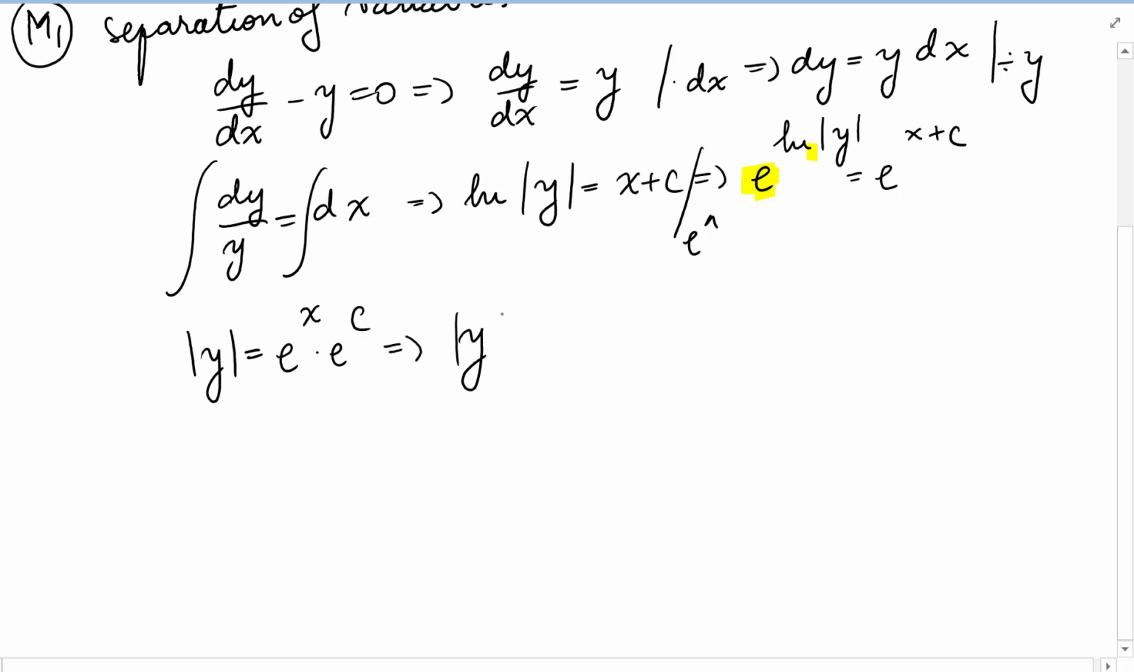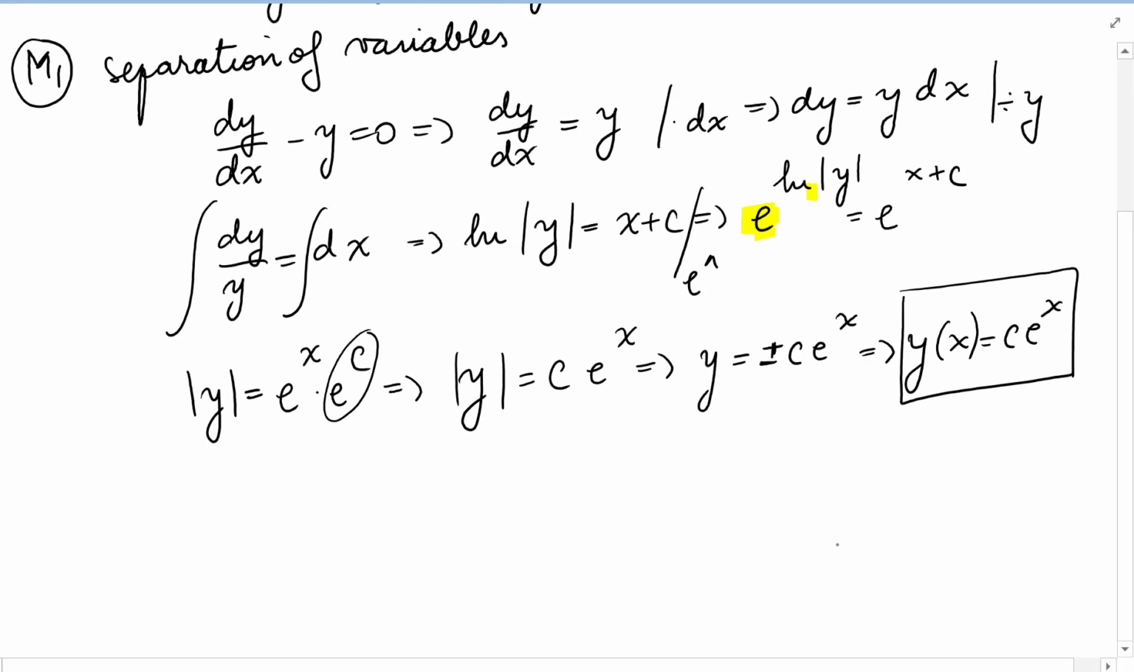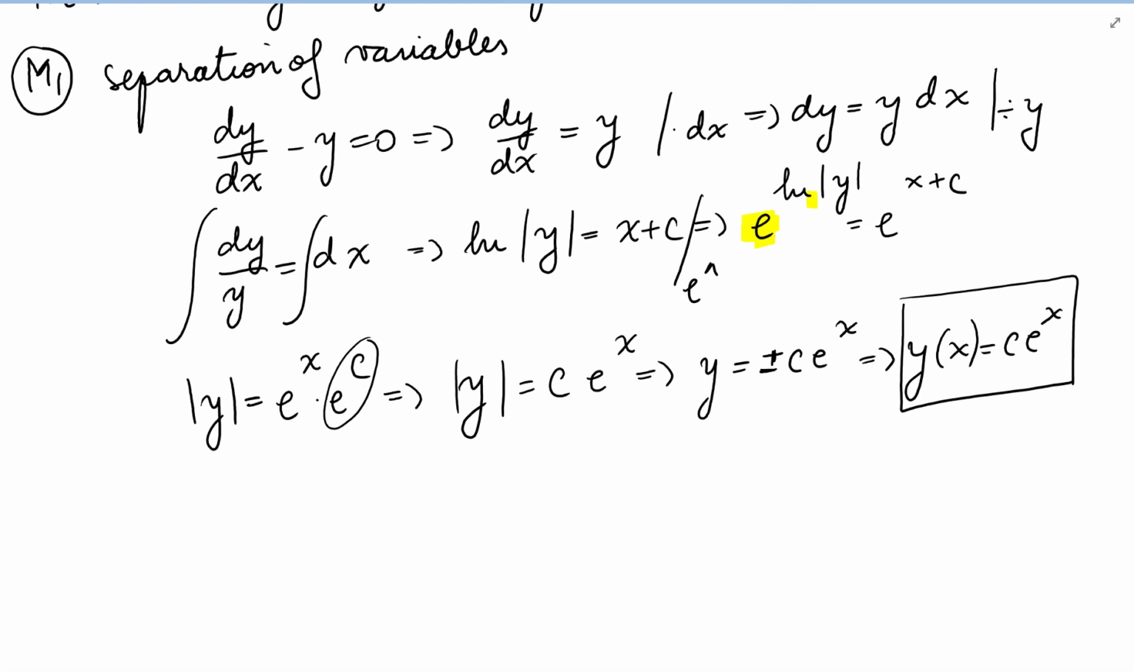So absolute value of y equals e to c, which is a constant, so it's c e to x, and y equals plus minus c e to the x, which means y of x equals c e to the x. We just absorb the plus minus into the constant. And we got this solution. When we divided by y, we might have lost y equals 0 as a solution, but if c equals 0, we do get that solution. So it is embedded in our y of x equals c e to the x.